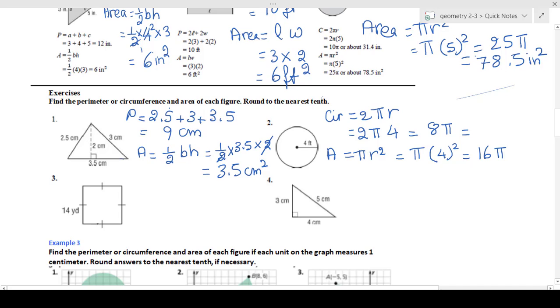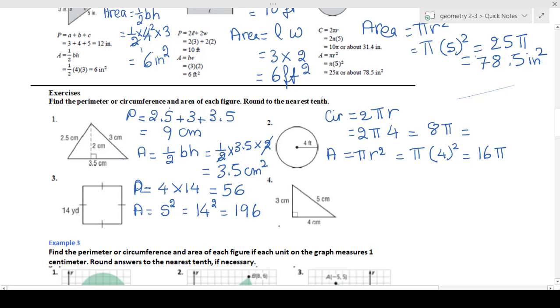Here this is a square. I can see that all of the sides are equal. First the perimeter is equal to the side multiplied by 4. 4 multiplied by 14, and this is equal to 56. Then the area is equal to the side squared, which is side by side. So this is equal to 14 squared, and this is equal to 196.